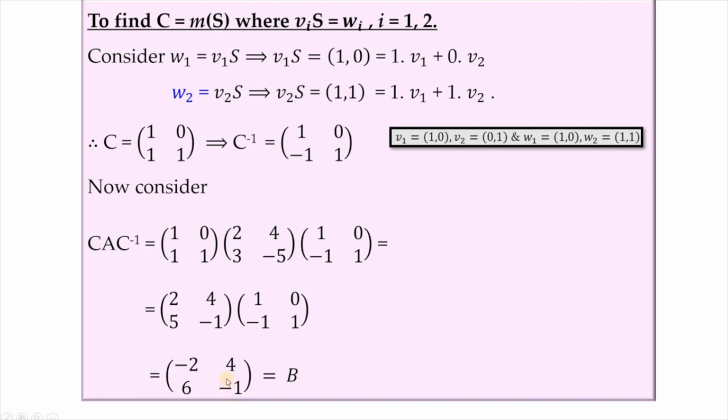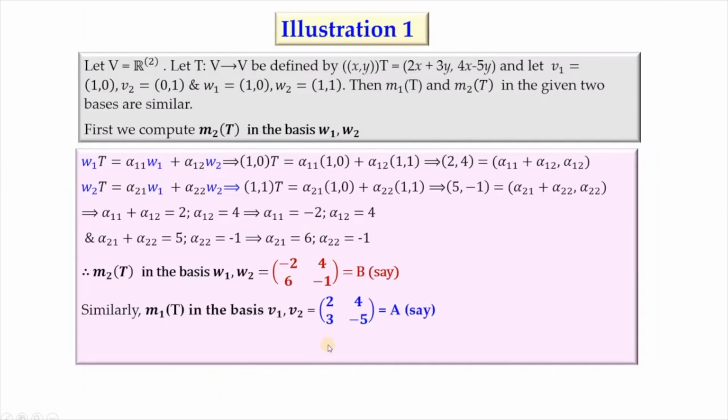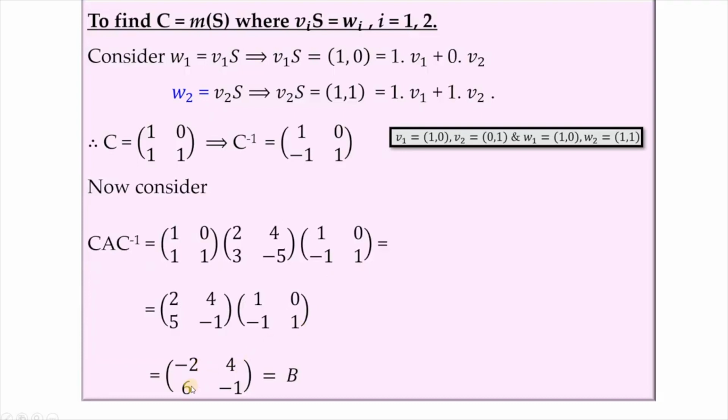So that is nothing but our matrix B, which we had in the previous slide. So B is this: minus 2, 4, 6, minus 1. So we have the illustration for the second theorem in this section, and we will have one more illustration.